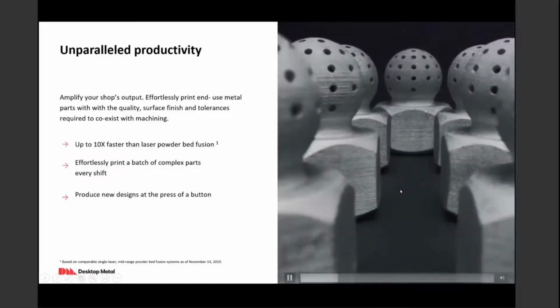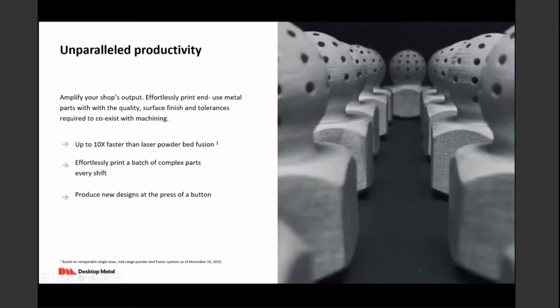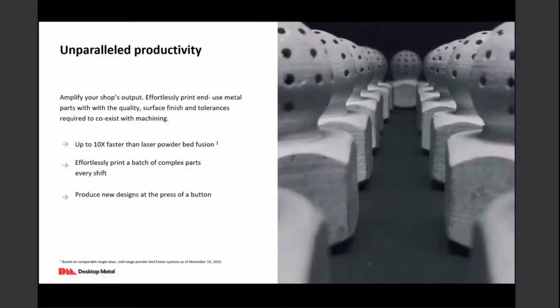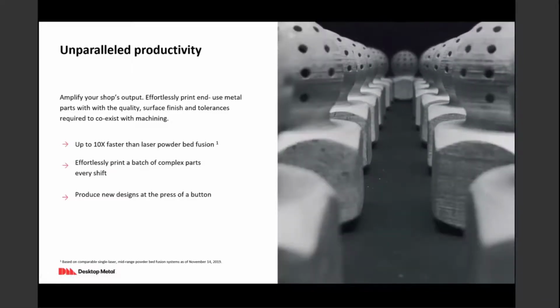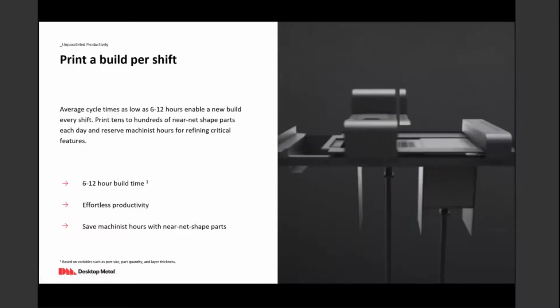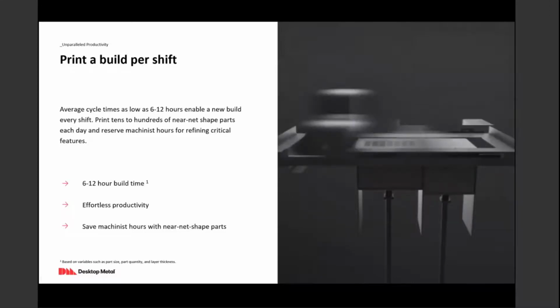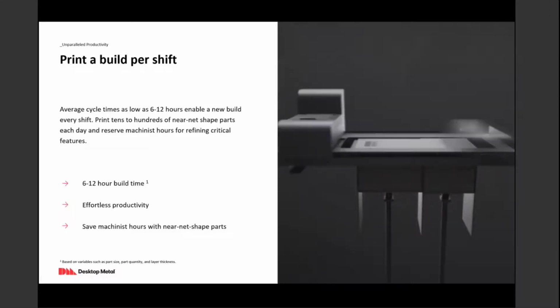Productivity-wise, this is up to 10 times faster than powder bed fusion and more economical. So this is really a lot of parts. Maybe if you need 5 or 10, you're going to spend $1,000 a piece on a laser powder bed fusion system. You can now make them for $50, $100, and you can make them hundreds per day. And you can really print a build per shift. This is roughly a build box, depending on how many parts you're printing; in just a few hours you print them and then move them to the next step.